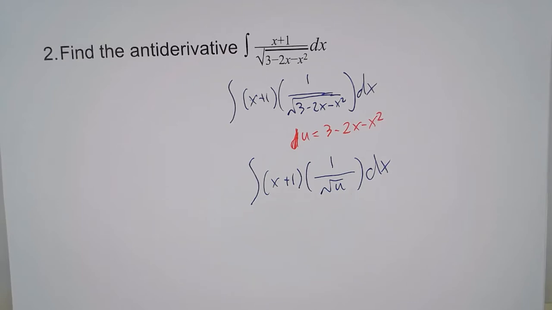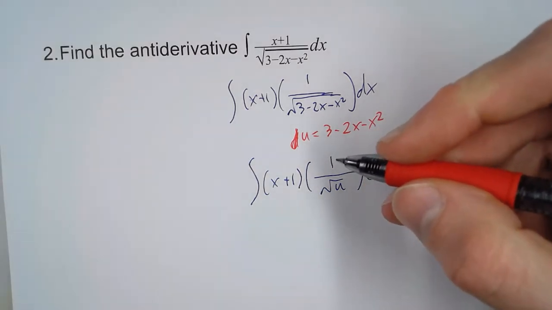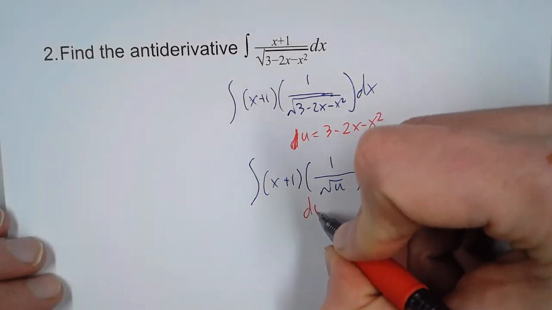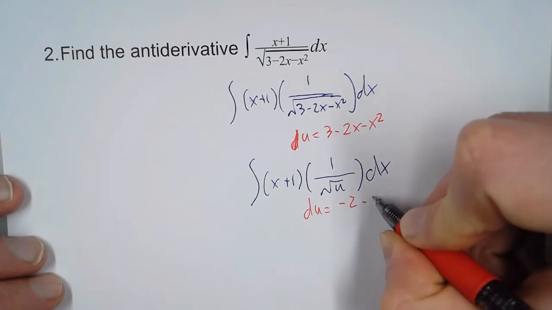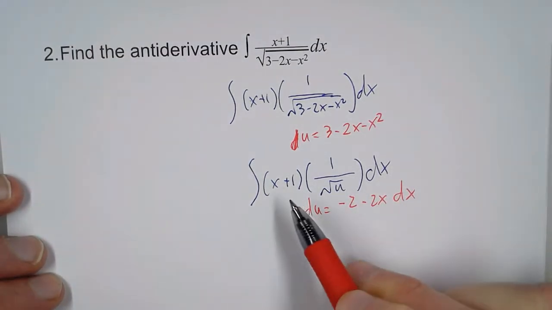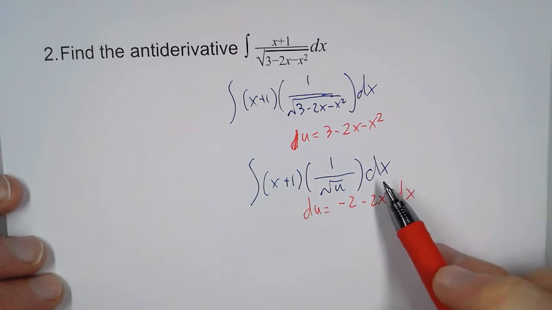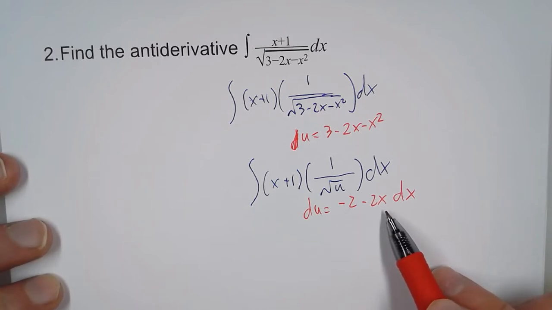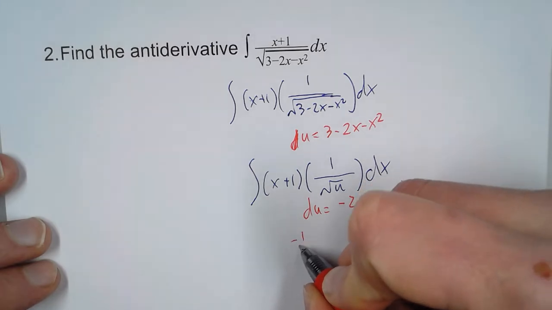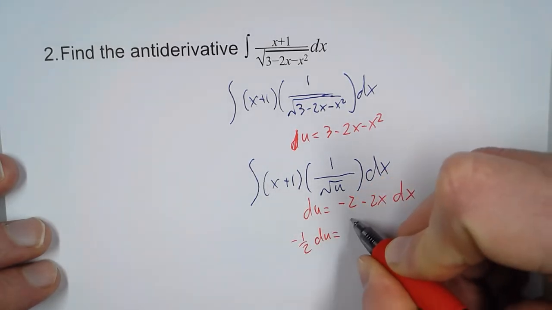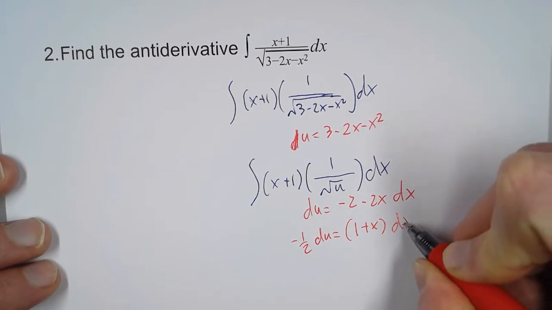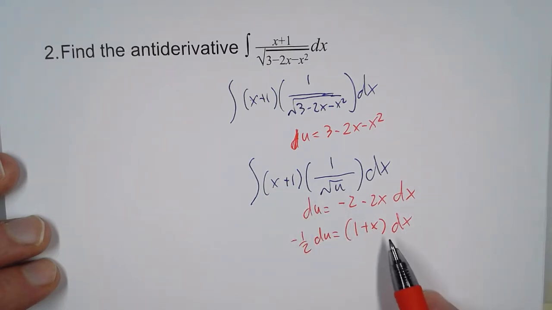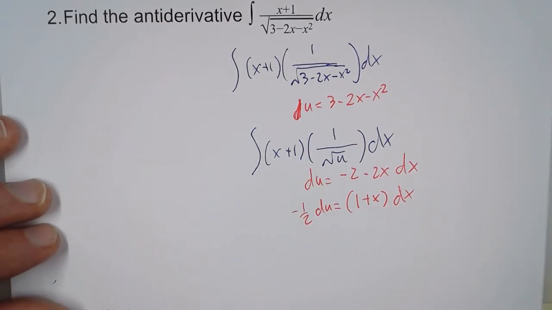dx. So next step is we're going to take the derivative of u with respect to x. So du equals negative 2 minus 2x dx. So we want to replace x plus 1 and dx with du. Now we don't have x plus 1. We have negative 2 minus 2x. So what we're going to do is divide a negative 2 over to the other side. So that means we have 1 plus x dx. So now we can make the replacement. dx and x plus 1 are right here, and we'll replace that with negative 1/2 du.